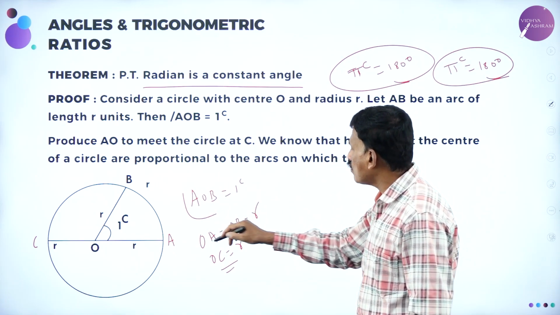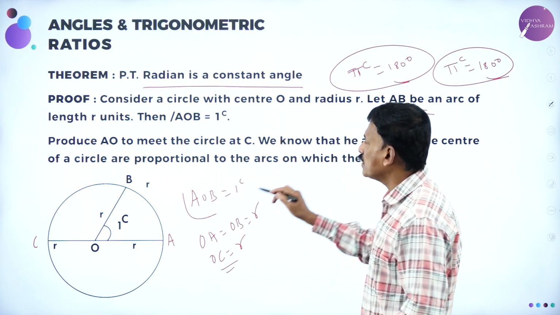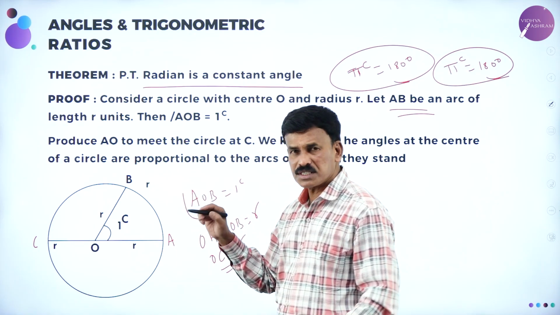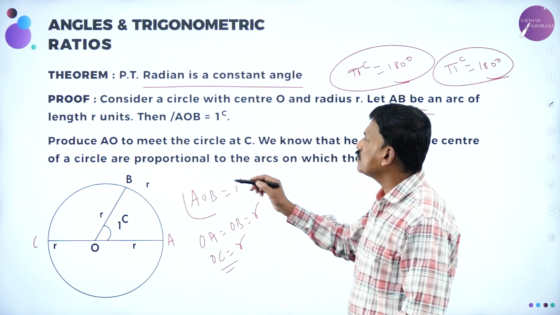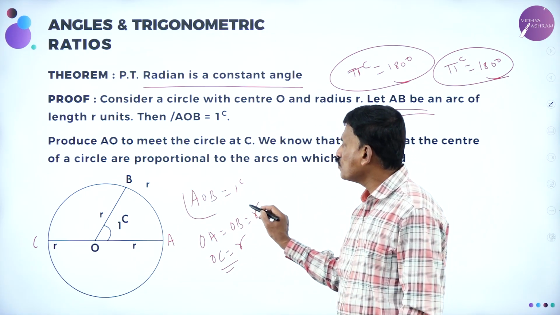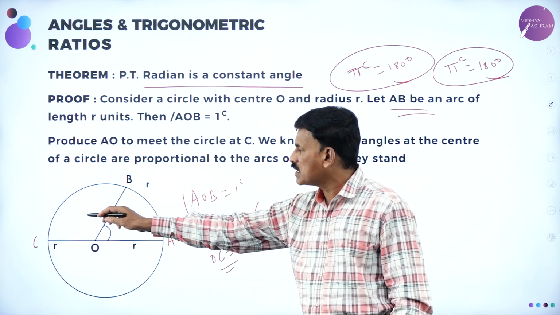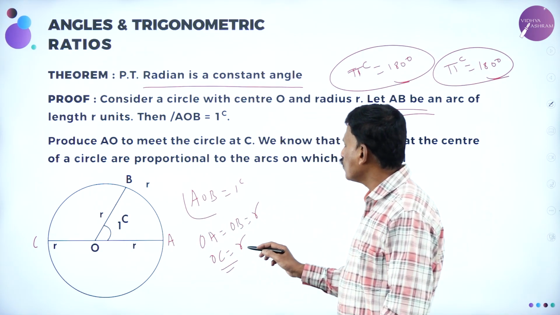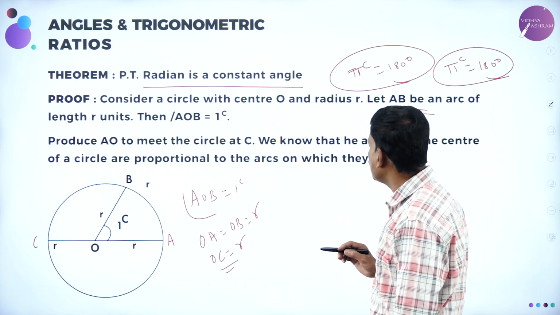Let AB be an arc of length S, where S or R is the arc length. Then angle AOB is equal to 1 radian. Produce AO to cut the circle at C. Then OC is also equal to the radius R.